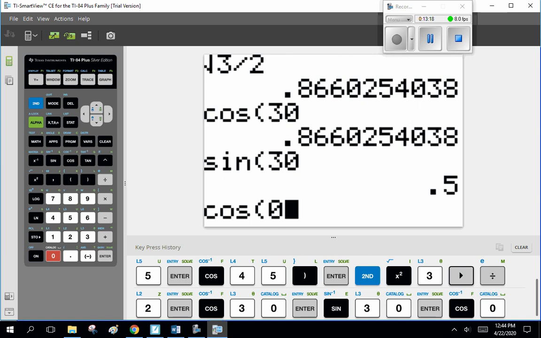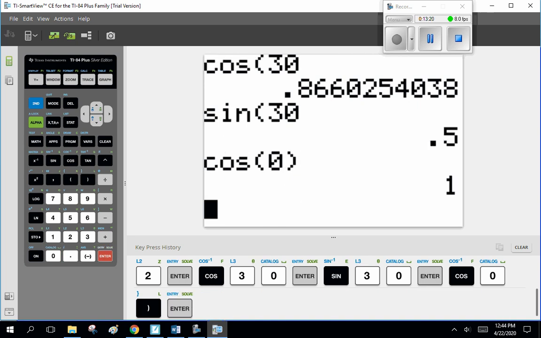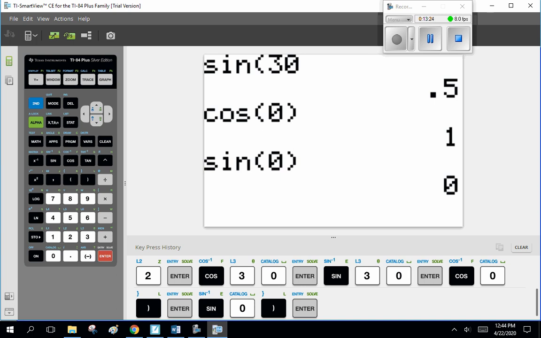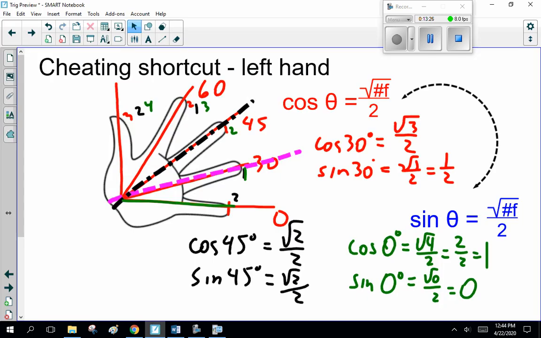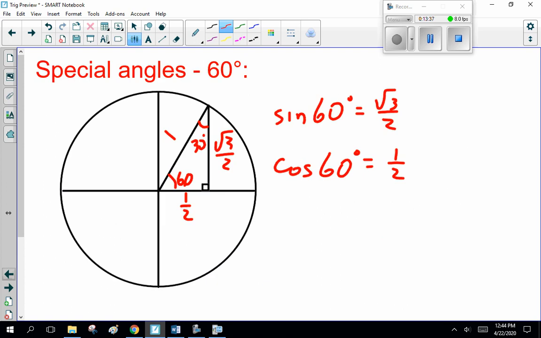Cos of 0 is 1, and sine of 0 is 0. Okay, so this is a nice cheating shortcut to remember the important trig ratios. And eventually I'll talk about how some poor guy sat down and did these triangles for every angle between 0 and 360 degrees to 1/10 of a degree. Yes, that's 3,600 calculations.